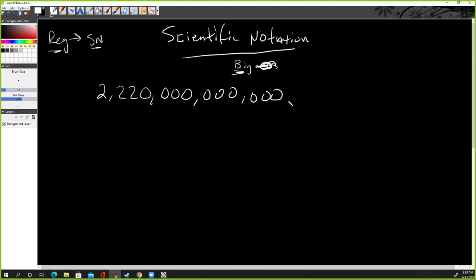So step one is you find the decimal place. If there isn't one, we lay it down, and then we count how many times we have to move the decimal place: one, two, three, four, five, six, seven, eight, nine, 10, 11, 12. We always move it so that you have one single digit here, and that digit could be a one, a two, a three, all the way up to a nine. So we want one digit and then a decimal place. So 2 point, and then we write down all the other non-zeros, two, two. These are all zeros, so we drop them.